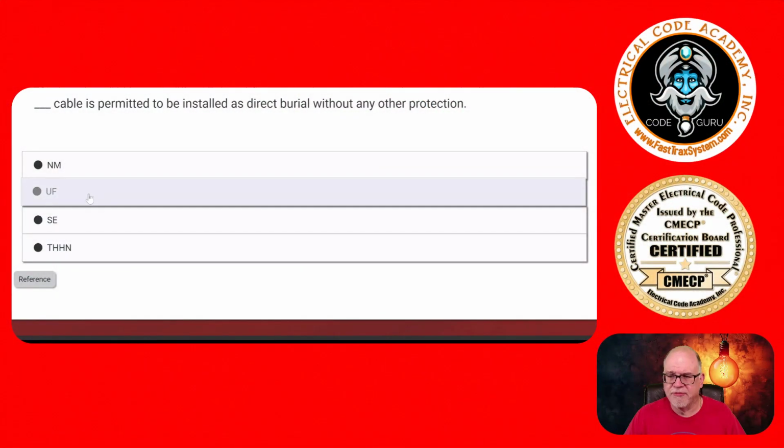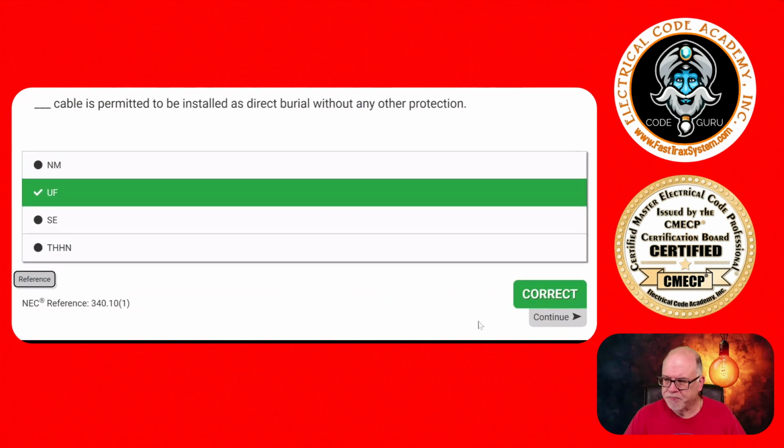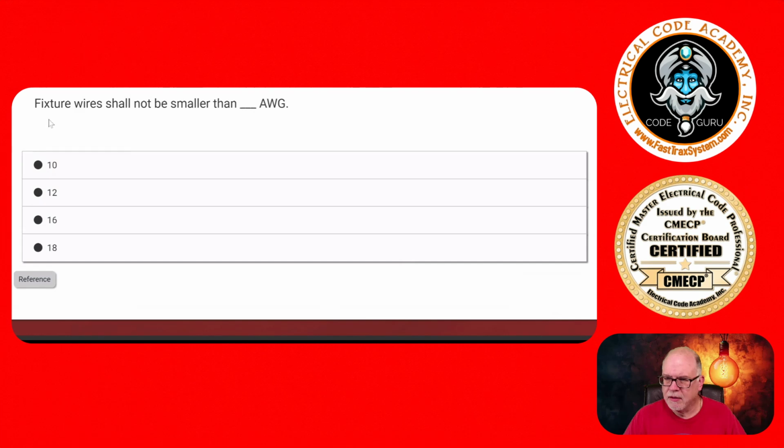But for me, I have this complex where I have to feel like we teach somebody. And that's what our programs do. They teach you. You would have known this question right away when you got to it, that it would have been UF right there. And there's your reference, 340.10.1, okay?